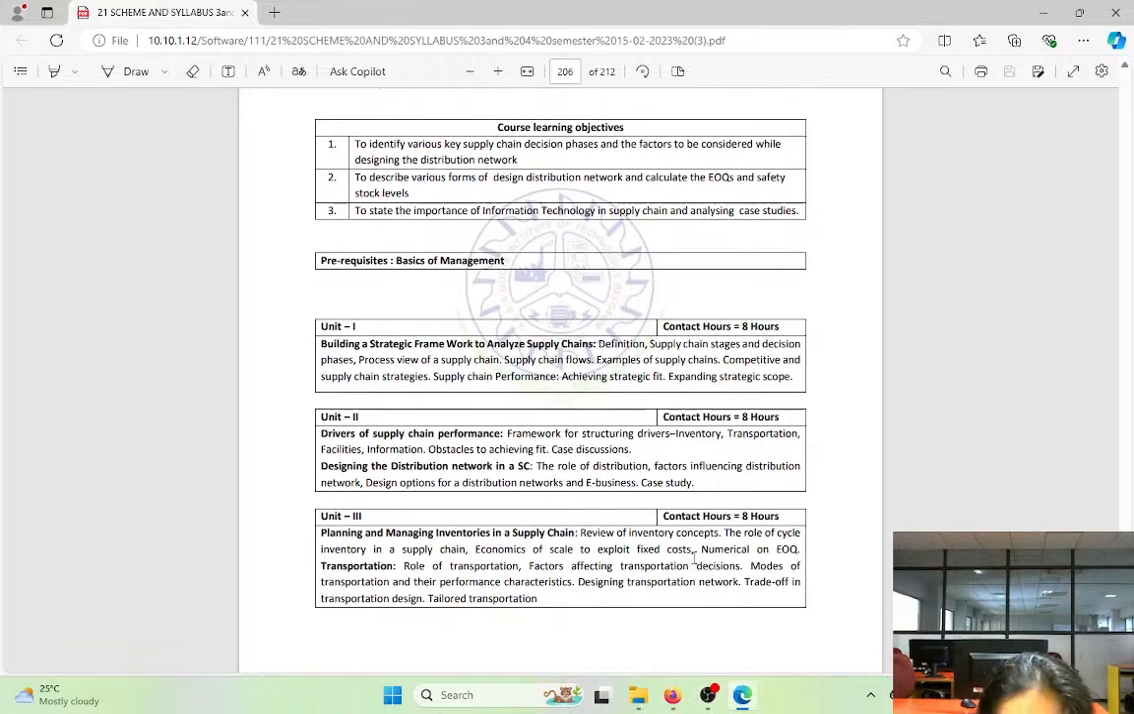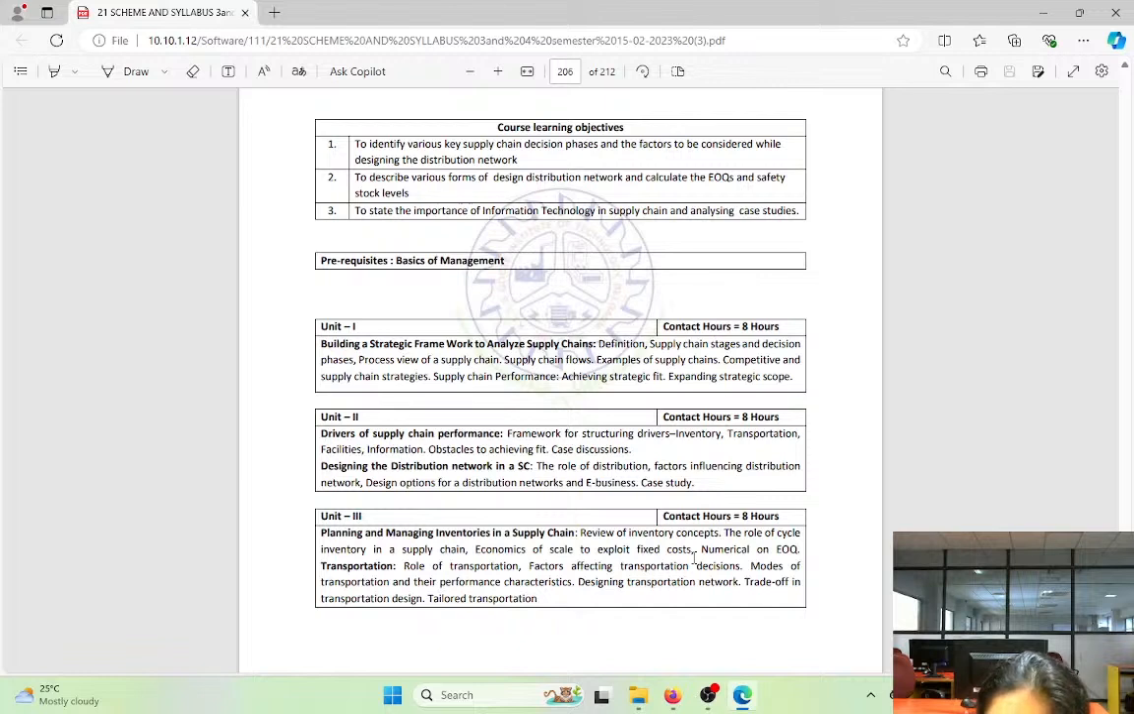The second unit deals with drivers of supply chain performance and designing the distribution network in the supply chain. The first main topic is the drivers of the supply chain. These are the key roles or key elements in the supply chain. Those are nothing but your inventory, transportation, facility, information, pricing and sourcing. Then when any organization constructs all these things, there are some obstacles. So what are the obstacles, the barriers to this entire set of supply chain drivers, we will study in this second unit. And along with this, the case study, the real-time application.